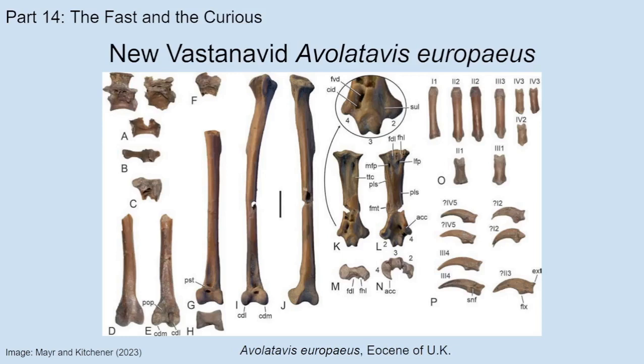Now, the authors of this new paper describe a new species of Avolatavis from the London Clay Formation. Avolatavis was previously only known from North America, so they call it Avolatavis europaeus, to mark it as the first European Avolatavis. In this paper, at least, they do suggest that, yes, Avolatavis was probably a close relative of Vastanavis and Eurofluvioviridavis. And so together, these birds would be called the Vastanavids.